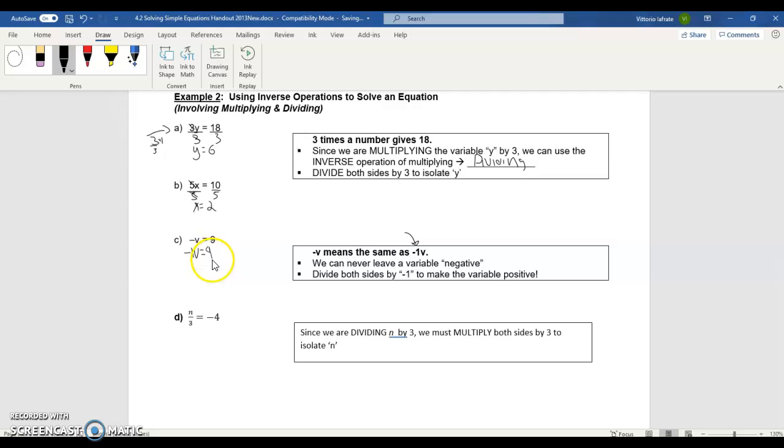To find what v is, I have to do the opposite of that multiplication, so I divide. So negative 1v divided by negative 1. And then I do 9 divided by negative 1 as well. Negative 1 over negative 1, that cancels out. So we get v is equal to 9 over negative 1. Remember, when you do a positive number divided by a negative number, that becomes a negative number. So we have negative 9.